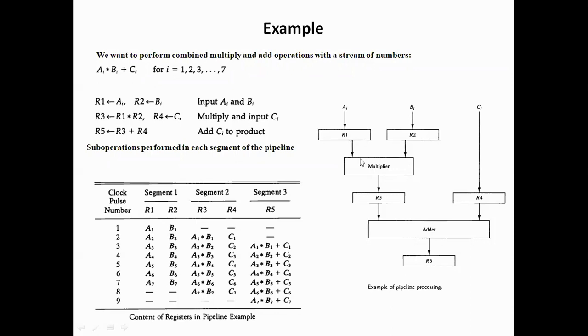So R1 and R2 will be multiplied and the answer will be stored in R3, and simultaneously C1 will be put in R4. Done. And in the third clock pulse, this operation will happen, that is R3 and R4 will be added and put to R5. So for doing this operation, the circuit would be somewhat like this.